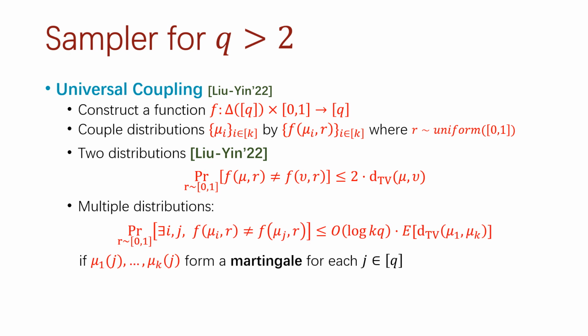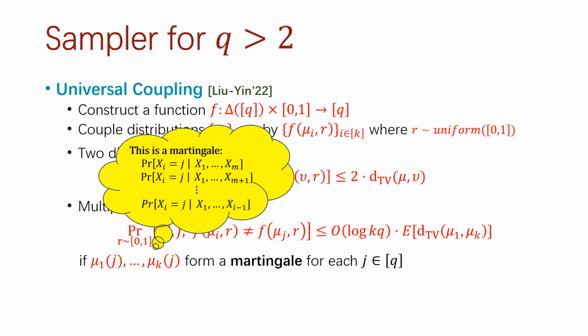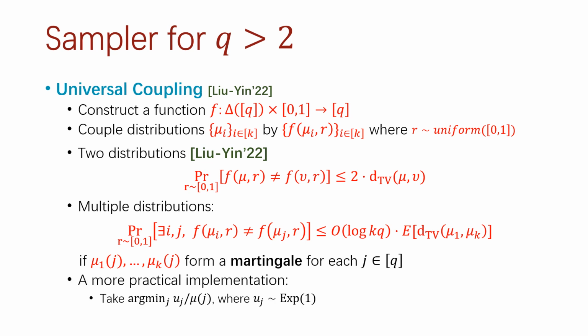In our work, we generalize their results to a multi-distribution setting in which the distributions satisfy some martingale property. This martingale property fits our analysis for Q greater than 2 well, because in the crucial part of our analysis, the different conditional marginals of x_i, considered as random variables with respect to x_1 to x_{i-1}, form a martingale. Moreover, for this universal coupling scheme, we give a more practical implementation.